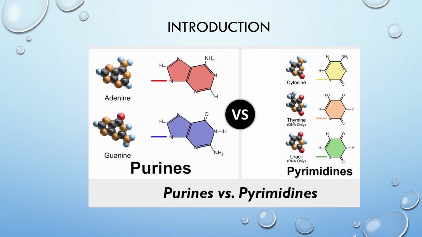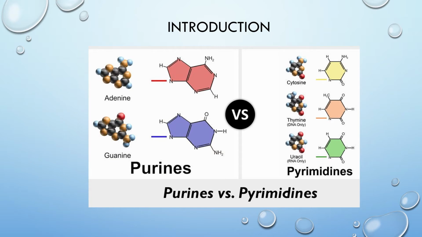There are three main types of pyrimidines. However, only one of them exists in both DNA and RNA, that is cytosine. The other two are uracil, which is RNA exclusive, and thymine, which is DNA exclusive. Adenine pairs with thymine with two hydrogen bonds. Guanine pairs with cytosine with three hydrogen bonds.